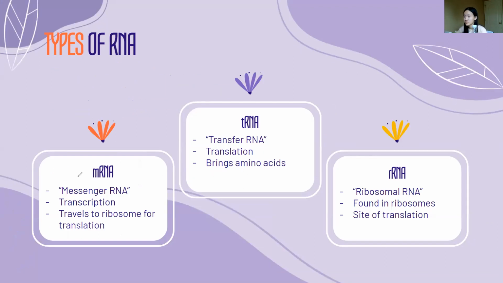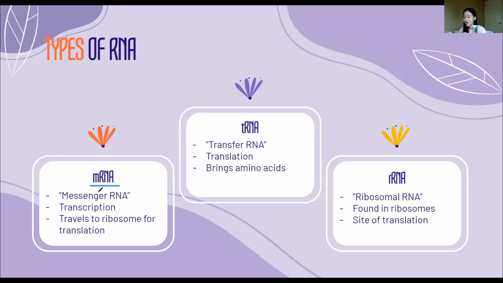Next slide. Okay, so this slide we're talking about types of RNA. First one, mRNA, which stands for messenger RNA, and it is involved in transcription and translation. It travels to the ribosome for translation. This is obviously very confusing at the moment, but we will get more into that later. So mRNA, just know that it stands for messenger RNA. The reason is because it starts out in the nucleus and then it carries all of this information to the ribosome.